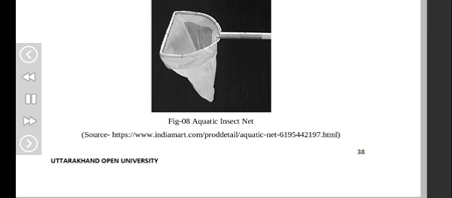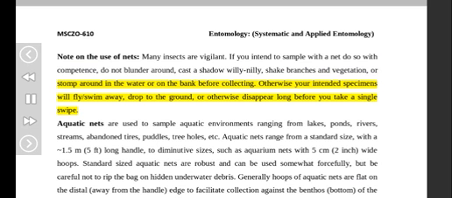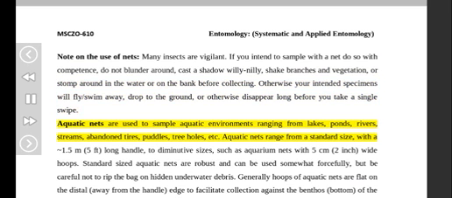Note on the use of nets: many insects are vigilant. If you intend to sample with a net, do so with competence. Do not blunder around, cast a shadow willy-nilly, shake branches and vegetation, or stomp around in the water or on the bank before collecting. Otherwise your intended specimens will fly, swim away, drop to the ground, or otherwise disappear long before you take a single swipe.